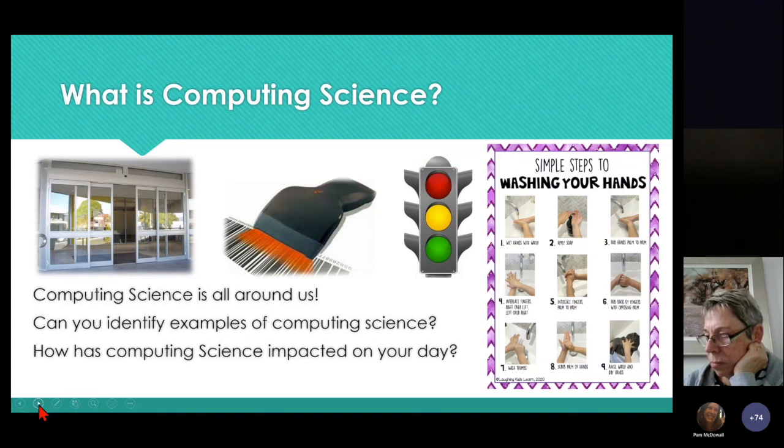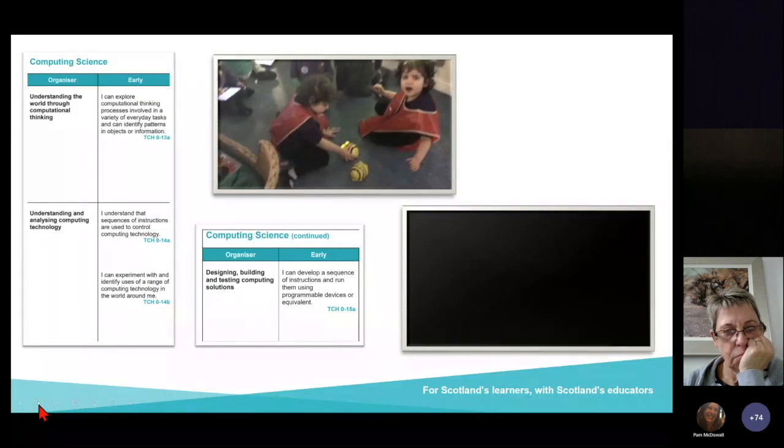So it's really important to have those conversations, identifying examples in the world around us, and more importantly, how it has impacted our day-to-day. A really nice conversational starter to talk about computing science with our early level learners. So again, just focusing on our experiences and outcomes of computing science at an early level. We don't always need kit to be able to start our computing science journey. It's not about getting on the computer. It's about using programmable toys. It's about computational thinking, having those conversations, talking about patterns, talking about algorithms.